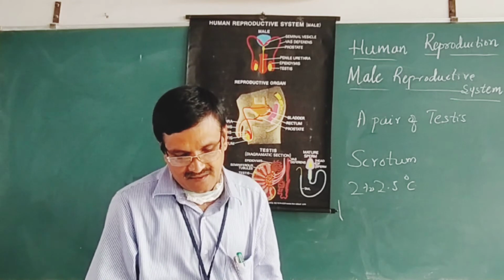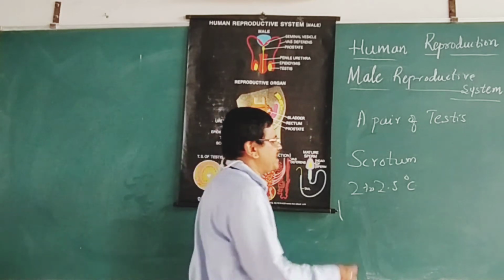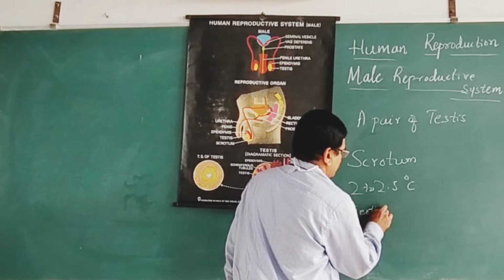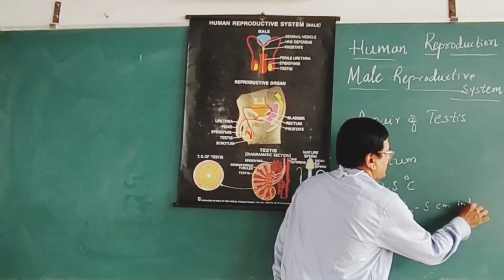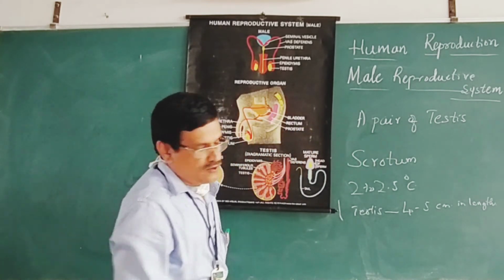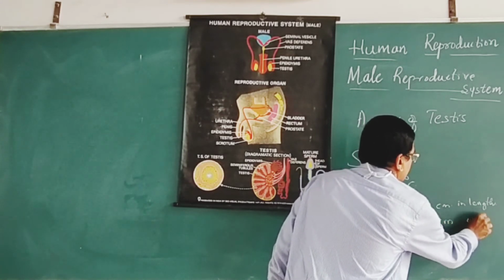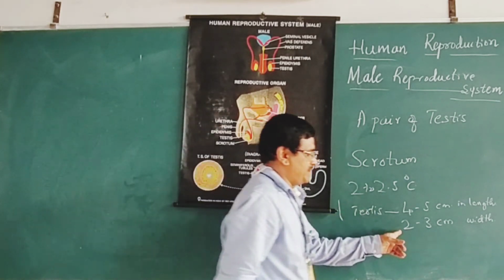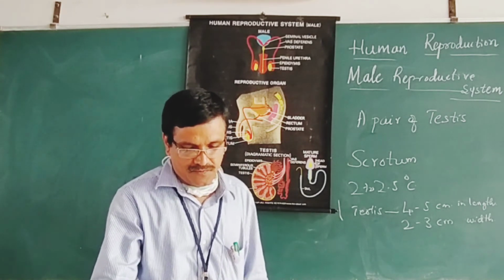And each testis measures up to 4 to 5 centimeters in length and 2 to 3 centimeters in width. The length of the testis is 4 to 5 centimeters, and the width is 2 to 3 centimeters.